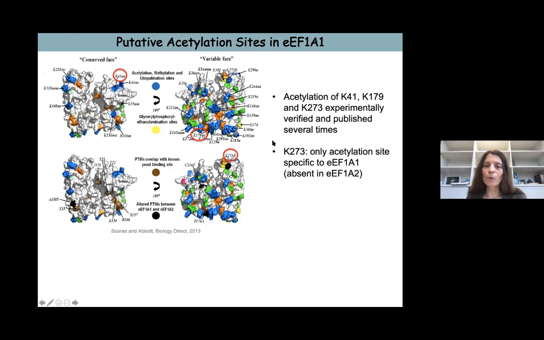One additional advantage of lysine 273 is that it's specific to EF1A1. There's a quite homologous protein, EF1A2, but this one, instead of a lysine, has an arginine, so it cannot be acetylated there. So it was quite interesting for us to test this acetylation site.